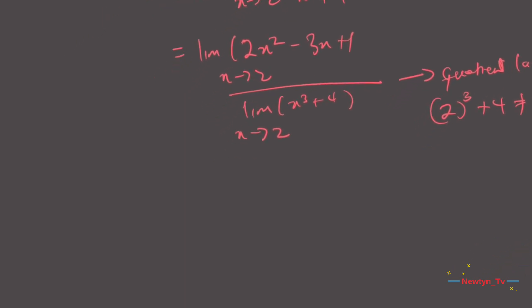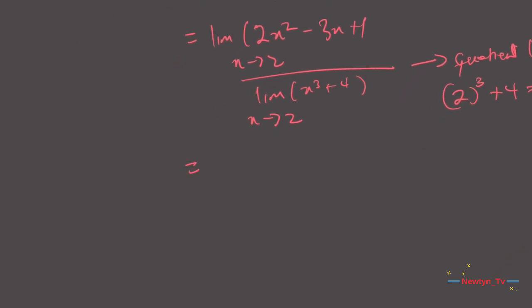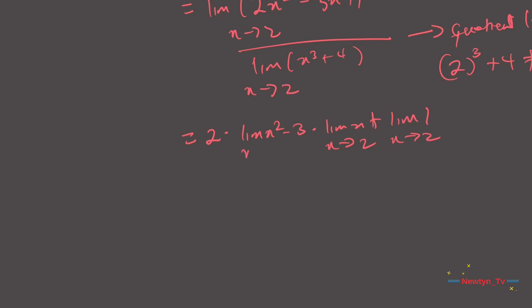The next thing we have to do is apply the sum law and the constant multiple law at the same time. So we have the constant 2 multiplying the limit of x squared, minus 3 times the limit of x, plus the limit of 1, as each of them x approaches 2, all over the limit of x cubed plus the limit of 4 as x approaches 2.